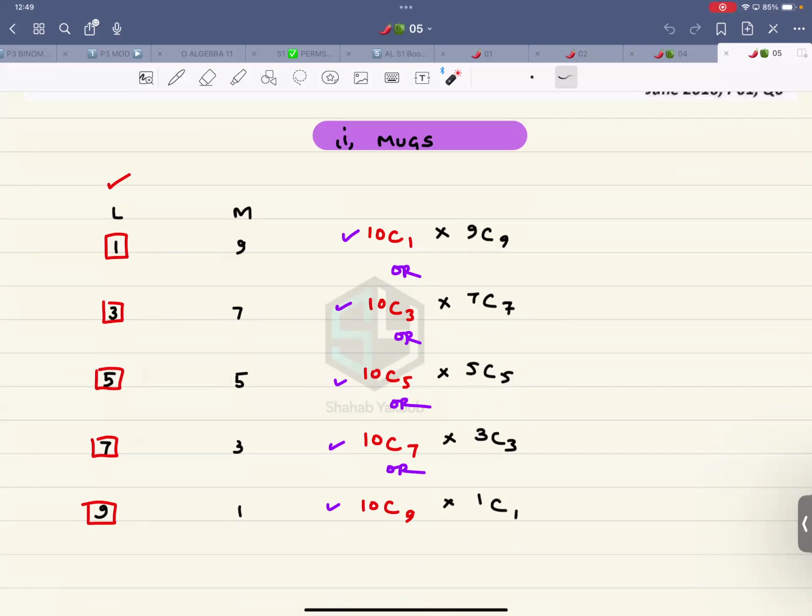Now, out of 10, if I have used red color for Lucy and black for Monica. So 10C1 into the 9 goes over here. So we know that 9C9 is 1. So even if I don't write it, because it's multiplication, it doesn't make a difference. So 10C1 or 10C3 or 10C5 or 10C7 or 10C9. So add it all up.